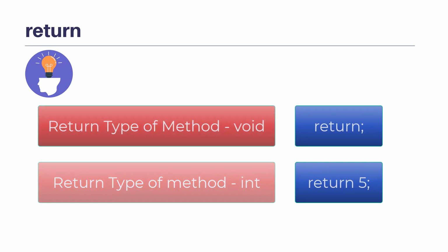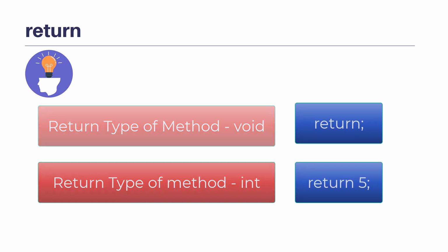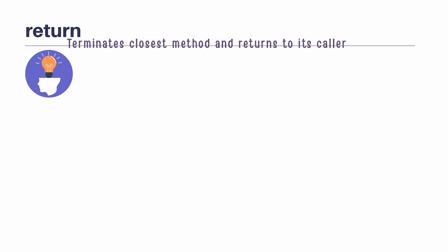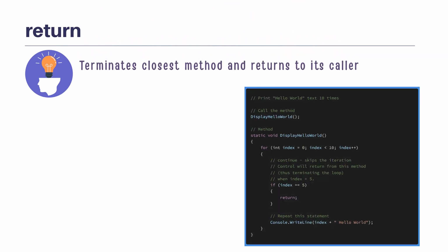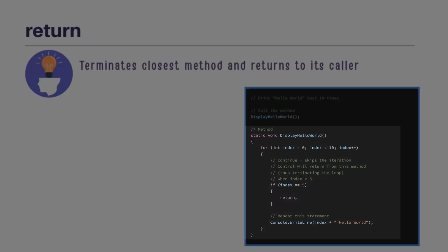We will again discuss this keyword when we talk about methods in coming chapters. Let's try to understand this code snippet a bit. Here, we have declared a method with name display hello world. This method contains a loop. Inside the body of the loop, there is a condition to check if index is equal to 5. If the index is found to be 5, then the return statement will be executed.